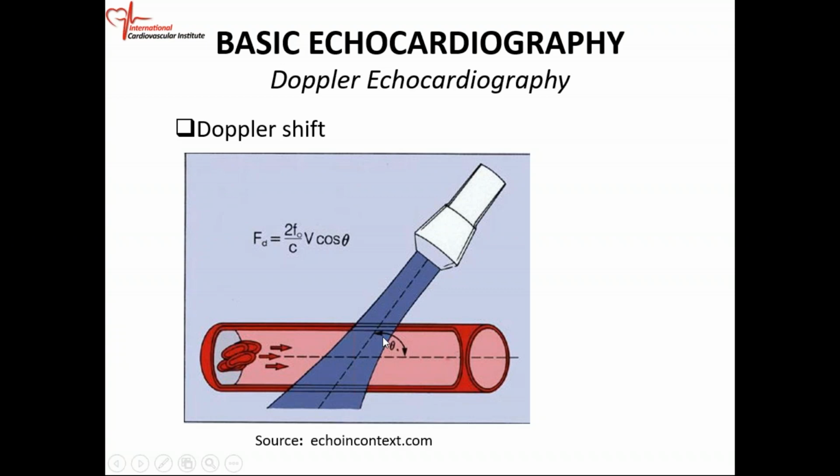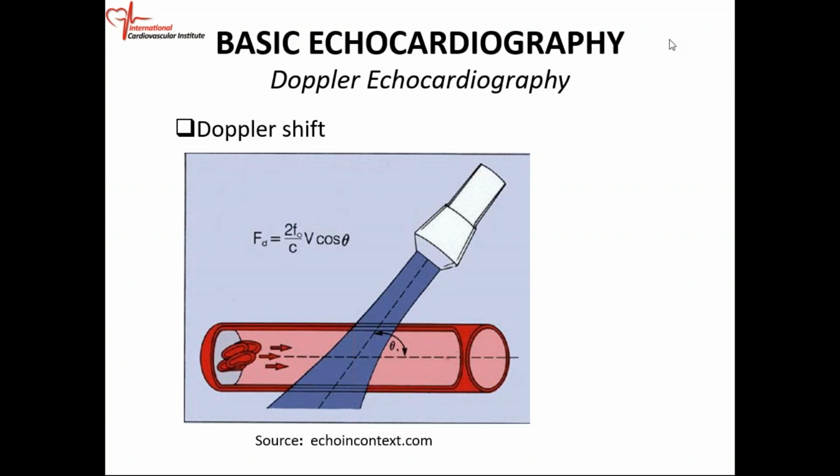In order to get accurate imaging, this angle theta has to be close to 0, because the cosine of 0 is 1. So you get your maximum Doppler shift if the angle theta is 0. And that is why when we talk about Doppler, we say that Doppler is angle dependent. Doppler is angle dependent.